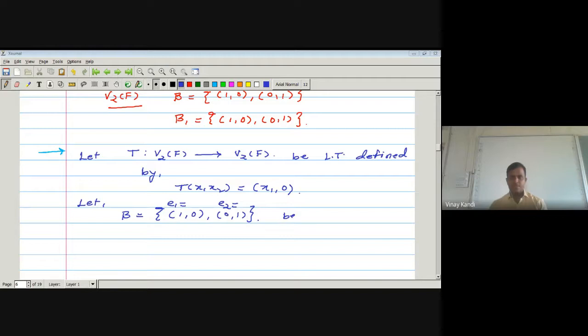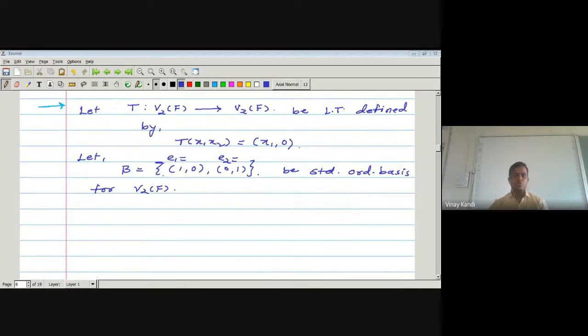Okay, B is the standard ordered basis for V2 over F. Here the domain and codomain are the same, so there is no need to write V1 once again. So let B equal (1, 0) and (0, 1), the standard ordered basis for V2 over F. Now consider, we have to find the matrix of this transformation, T of (x1, x2) equals (x1, 0). So first write T of E1, the image of this vector.